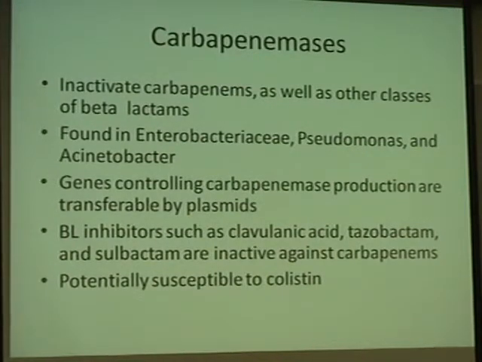Next on the line is the carbapenemases, and again, they can inactivate the carbapenems as well as all the other classes of beta-lactams, and they are found in the Enterobacteriaceae, Pseudomonas, and Acinetobacter. The genes controlling these carbapenemase production are transferable again by plasmids, so we can pass this around to different microorganisms. The beta-lactamase inhibitors, such as clavulanic acid, tazobactam, and sulbactam, are inactive against these enzymes. But they are potentially susceptible to colistin. And sometimes we've had to use colistin in some of our CF patients that have developed this problem.